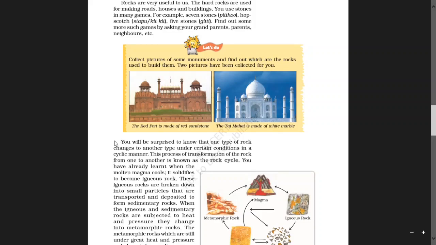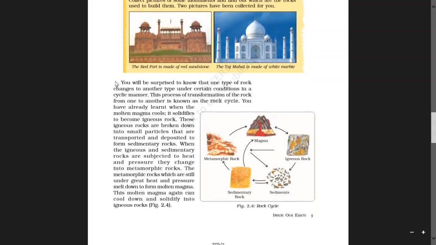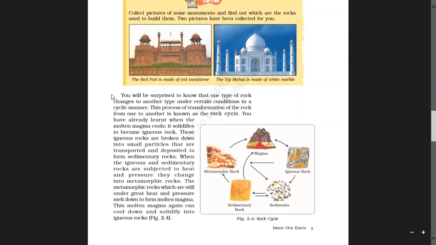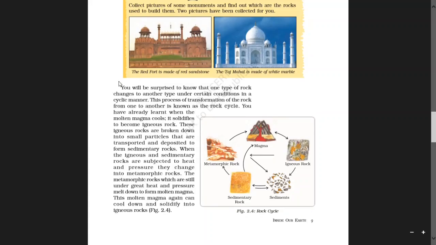Now see, collect pictures of some monuments, meaning some historical buildings, and find out which rocks were used to build them. Two pictures have been given as examples. They are the Red Fort, which is made of red sandstone, and the Taj Mahal, which is made of white marble.